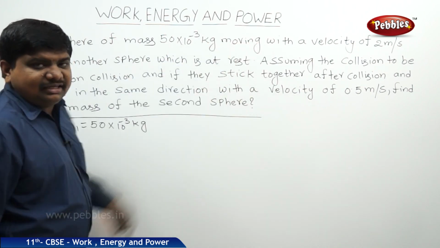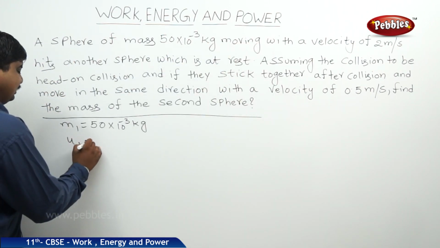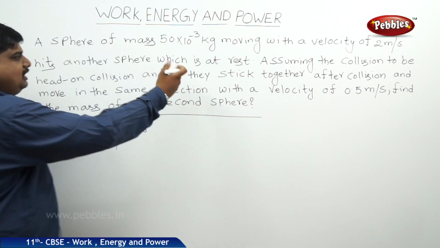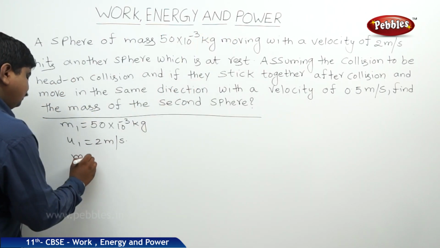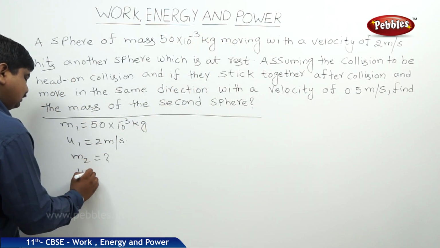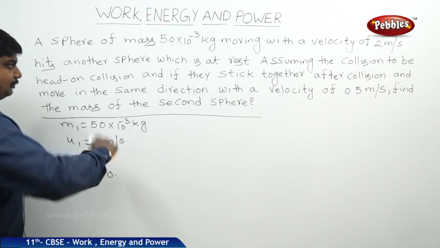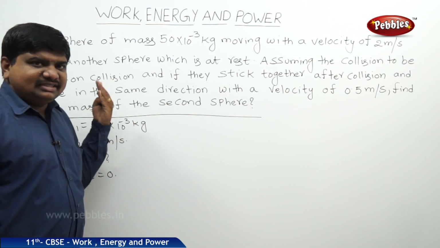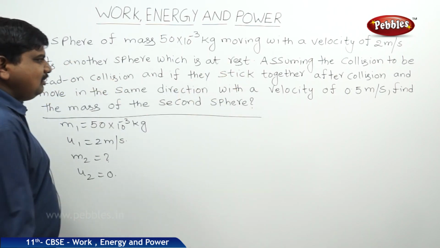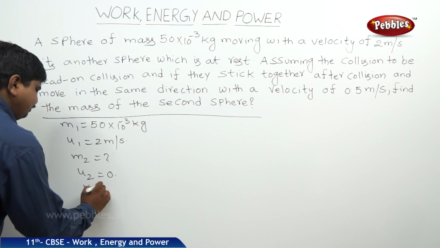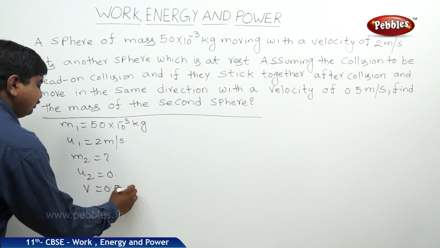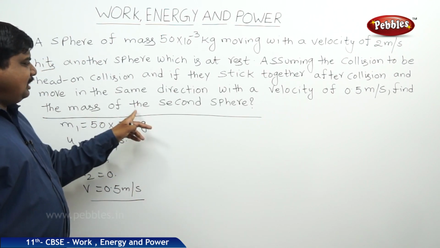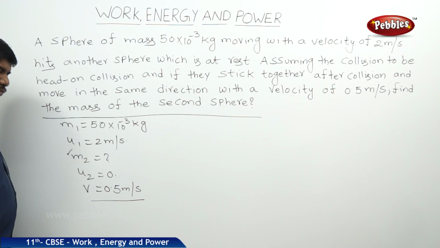It is moving with a velocity of 2 meters per second. So we can write u1 is equal to 2 meters per second. It hits another sphere which is at rest. We don't know what m2 is, but the velocity of that m2 is 0. After the head-on collision, they both stick together and move in the same direction with a common velocity of 0.5 meters per second. Therefore, v is equal to 0.5 meters per second. If this is the case, we should find out the mass of the second sphere, nothing but m2.